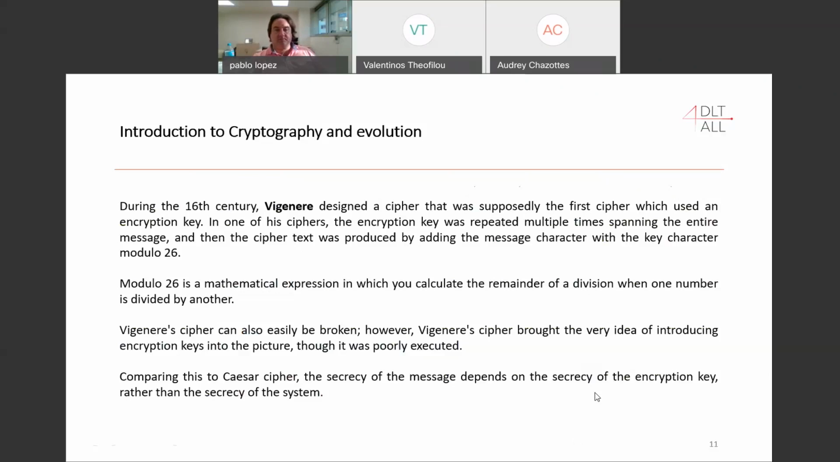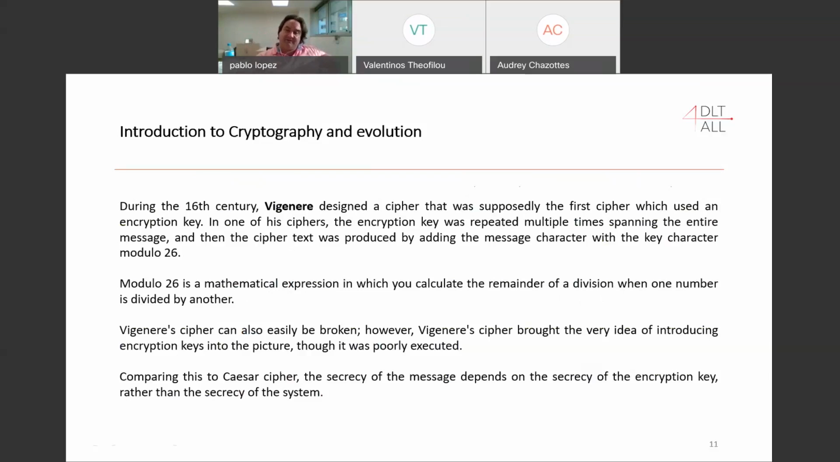Modulo 26 is a mathematical expression. Diego Beltrán, a mathematical expert, or trying to become one, will know about it. Modulo 26 is a mathematical expression with which you calculate the remainder of a division when one number is divided by another. So in this way, the Vigenère cipher can also easily be broken.